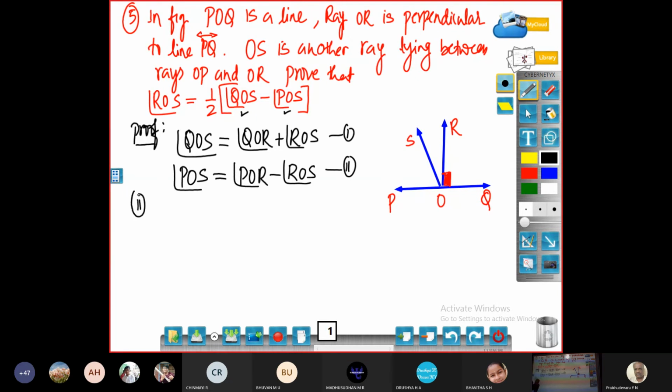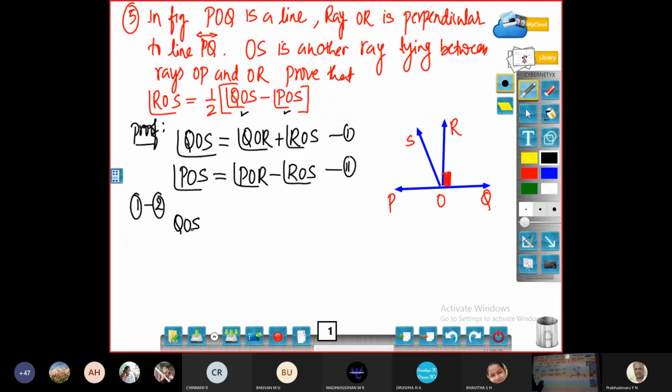Equation 1 minus 2. Why are you making it equation 1 minus 2? What is the reason? Because we want to express angle QOS minus angle POS. So we want QOS minus POS there. Therefore, you will subtract 1 minus 2.